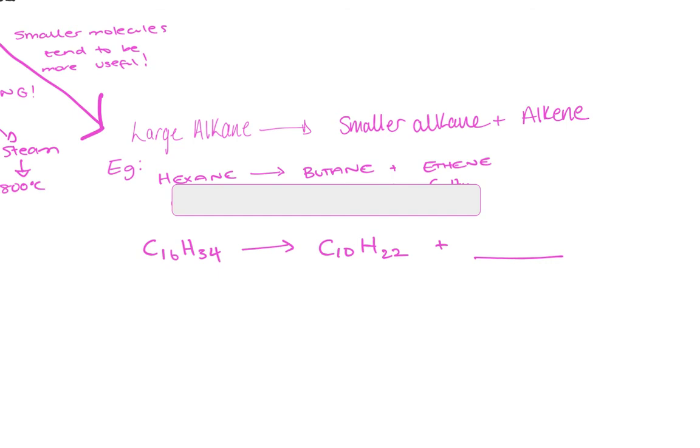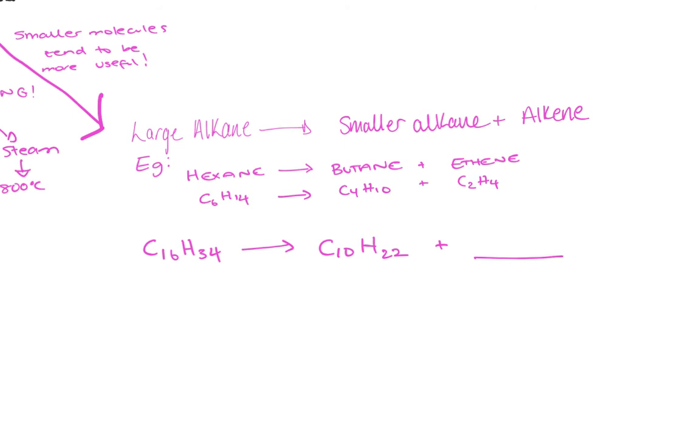If you're not sure, maybe you haven't covered it yet, the formula looks a little bit like this. So hexane is C6H14, and that gets broken down into C4H10, which is your alkane, and C2H4, which is your ethene, your alkene. And that makes sense because 4 plus 2 gives you 6, which is the carbon, and 10 plus 4 gives you 14, which is your total hydrogens.